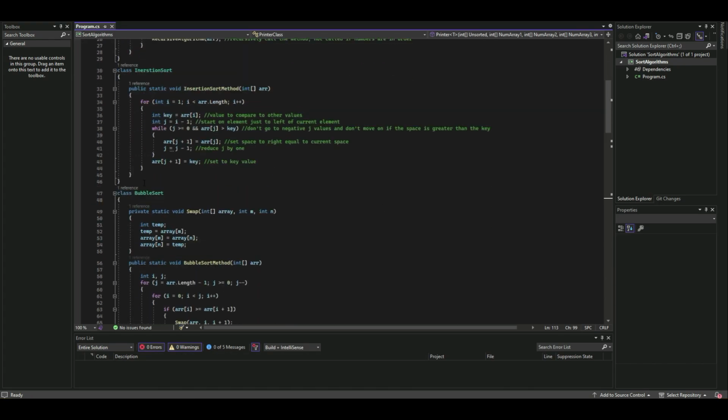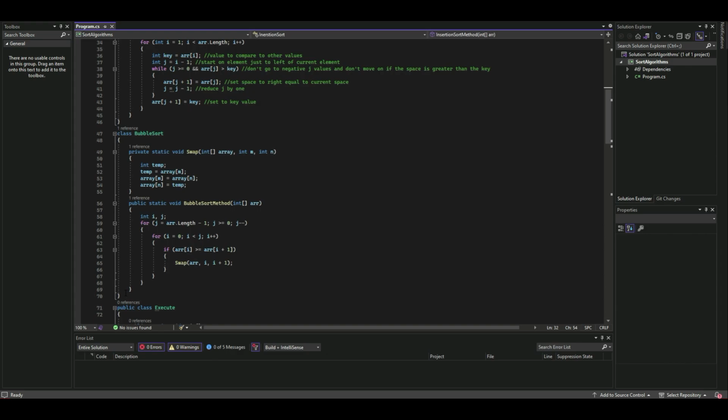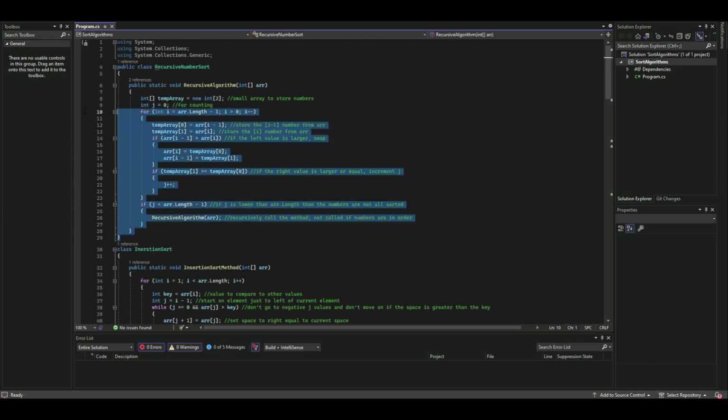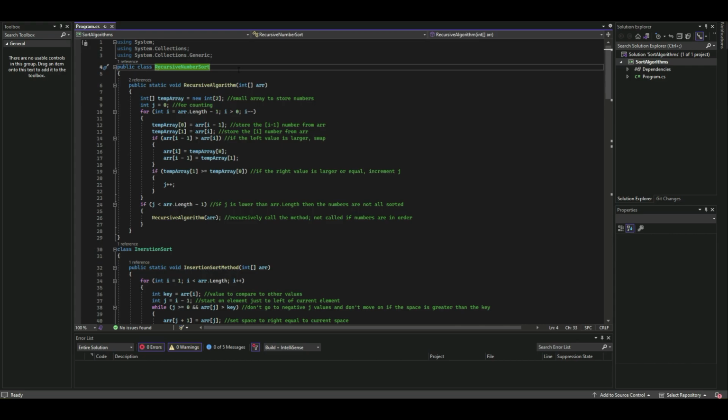So here I have our insertion sort right here. This is the code for the insertion sort. This is for the bubble sort. And then I actually made my own algorithm here, which is a recursive sort right here. So this is using recursion. We're calling our method within the method there to do this sorting.